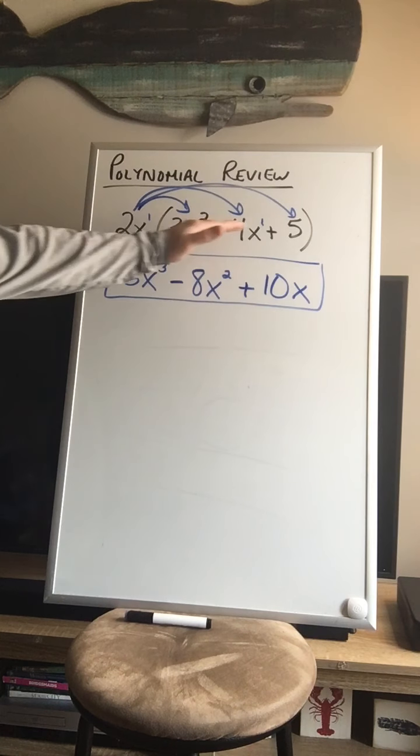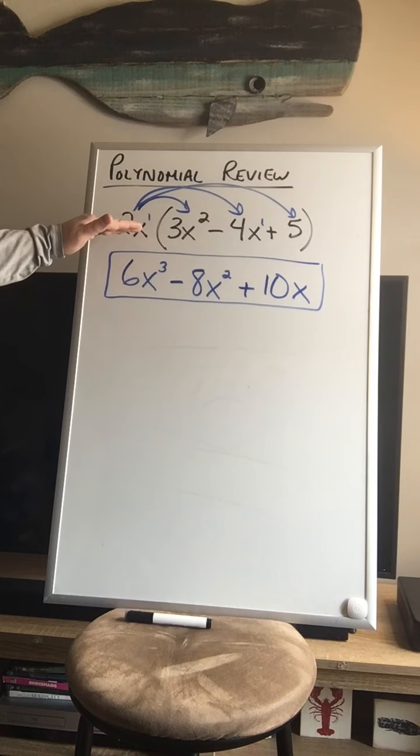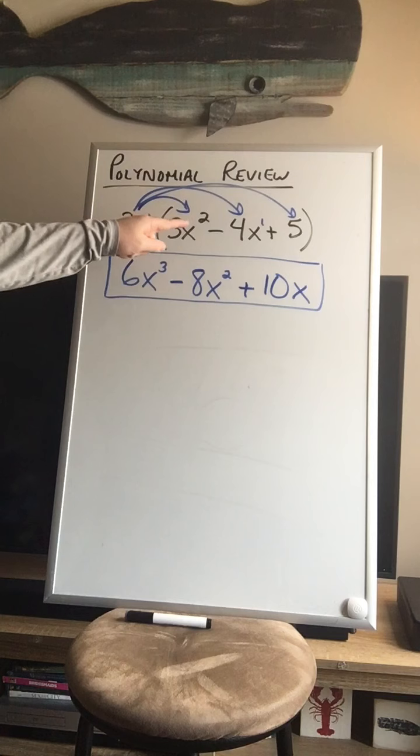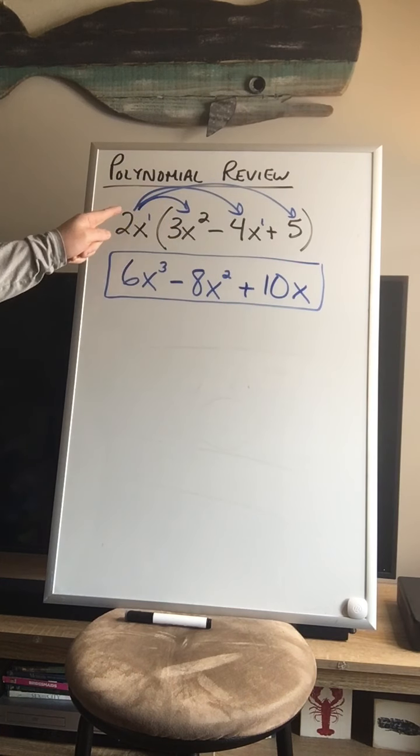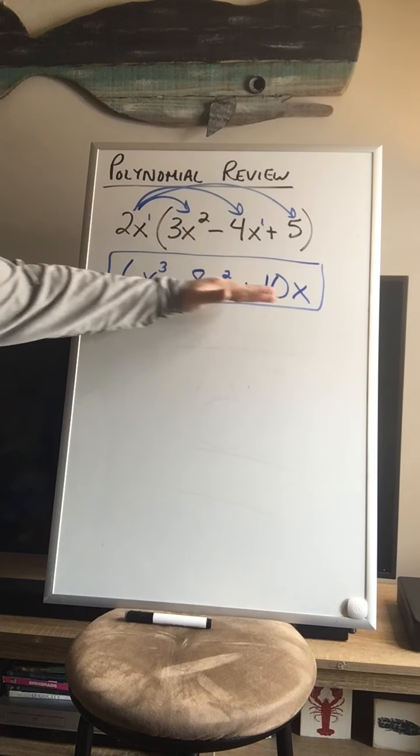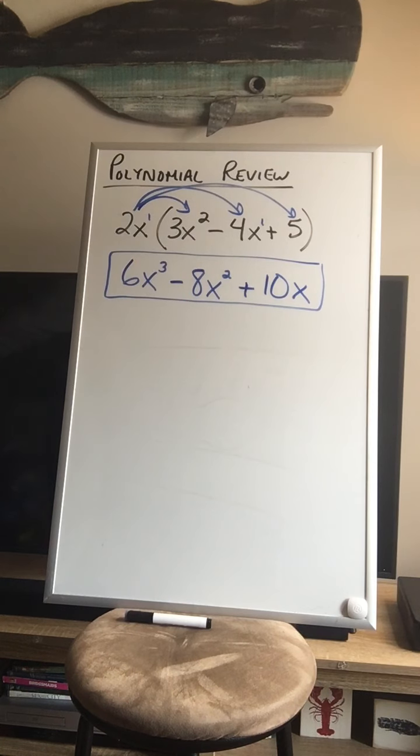So we use the distributive property to multiply through. We use our rules of exponents when we're multiplying, keep the base and add the exponents, right? But then when you get down to the end, you can only combine like terms. Here there are no like terms, so you're done.